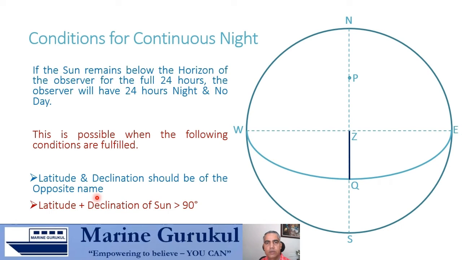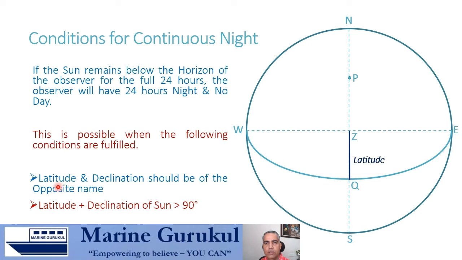We can understand it very easily from the rational horizon diagram. You can see this rational horizon diagram. We have an observer in the northern hemisphere. We can see the pole. We can see the equinoctial as WQE. Now in this diagram, we are aware that the portion or the arc ZQ represents the latitude of the observer. Q is the equinoctial, Z is the zenith. So ZQ represents the latitude of the observer.